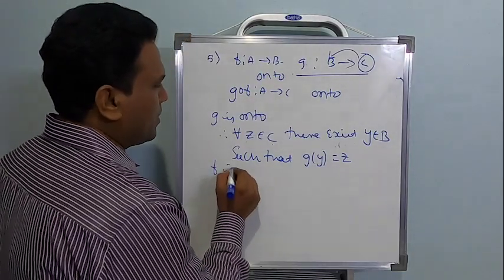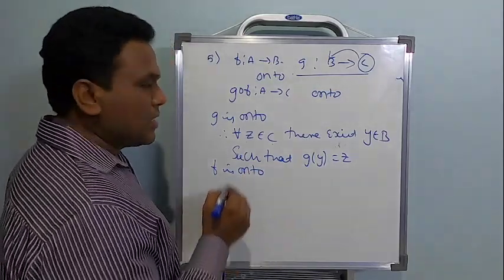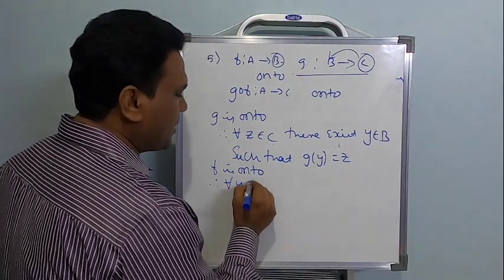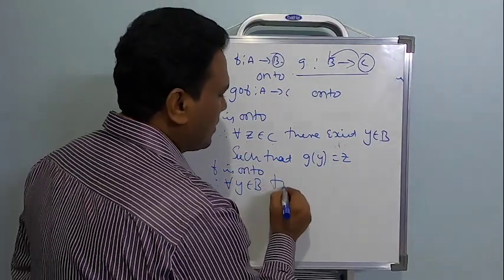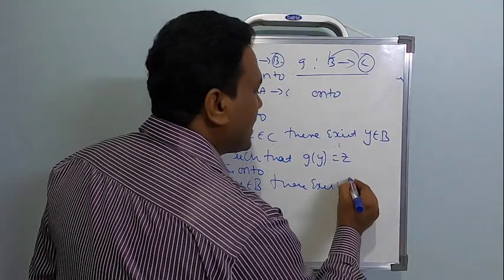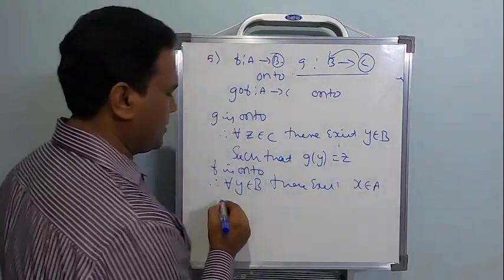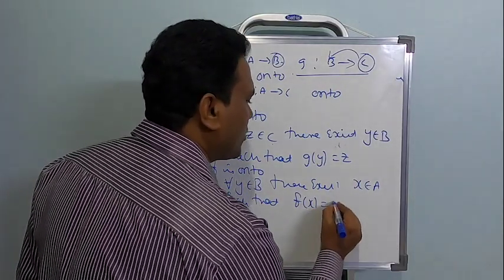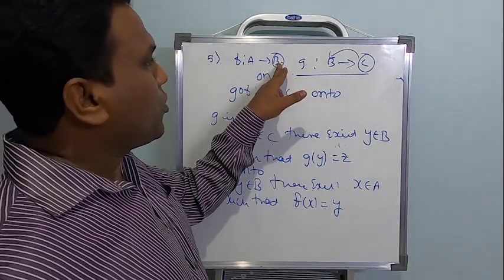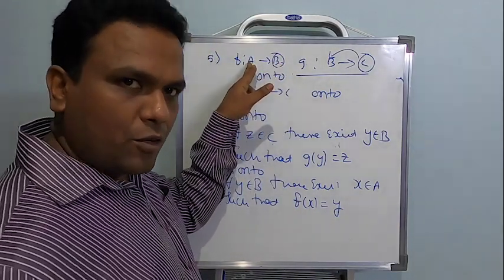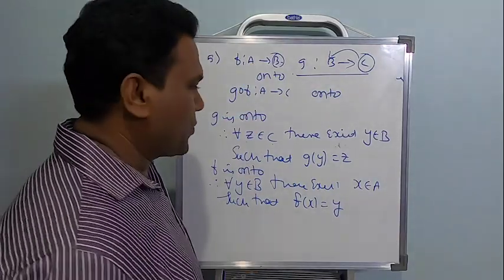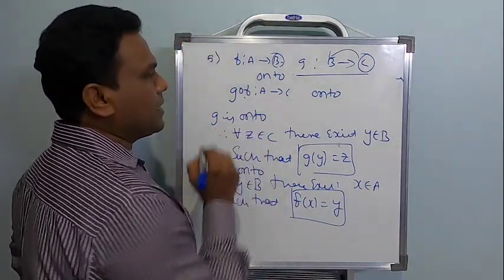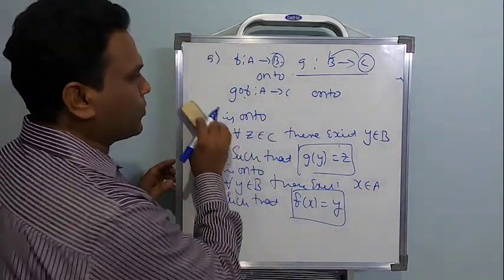And remember, f is also onto. Similarly, this time f is defined from A to B, therefore for every element y belongs to the codomain, there exists x belongs to the domain such that f of x equal to y. For every element from the codomain, you can find at least one element from the domain because f is already onto. So these are the two things which are going to be important for me. What is it I need to check? I need to check gof is onto, right?